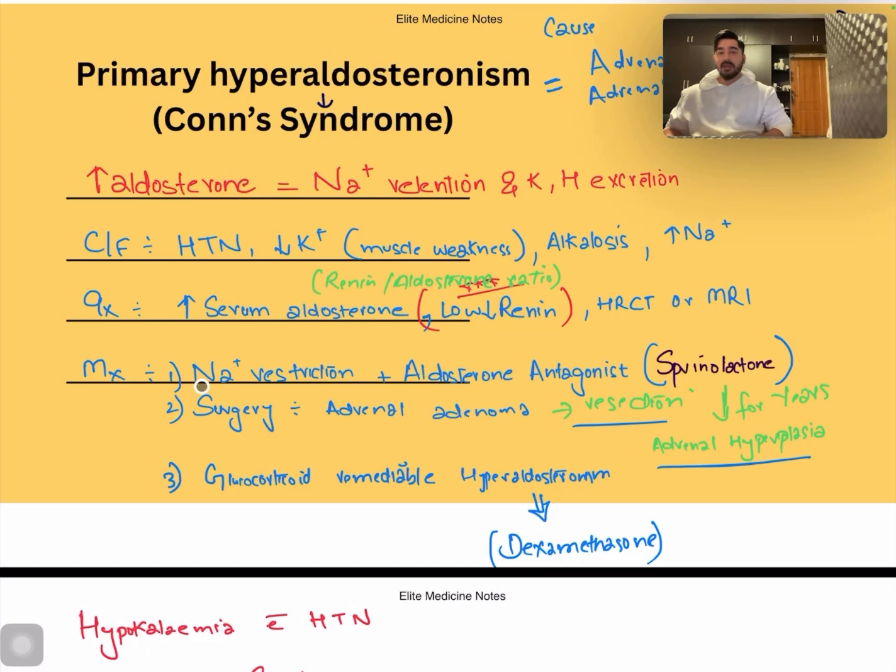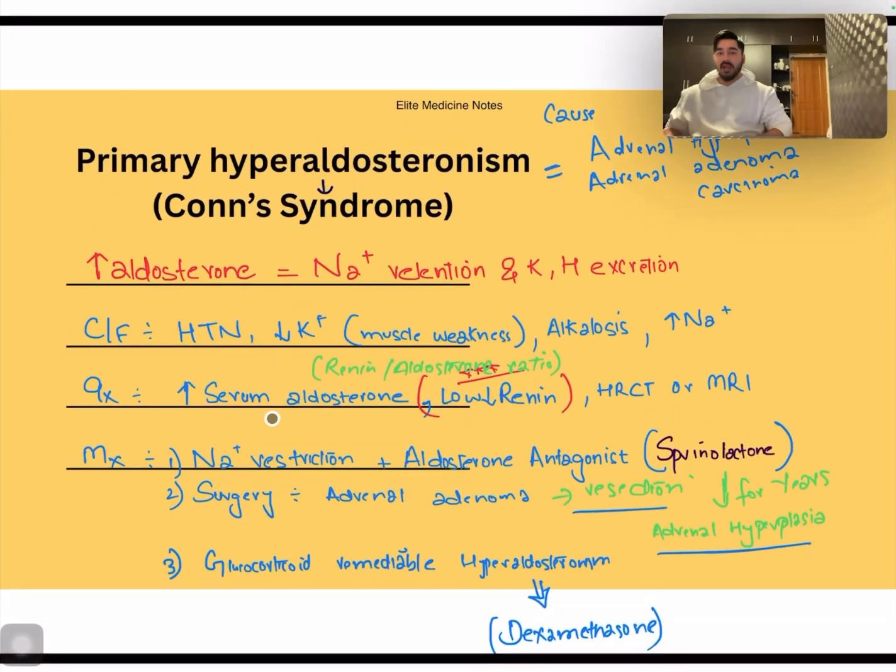So what will be the management? First of all, the patient is having increased sodium retention, so we have to restrict the sodium intake.